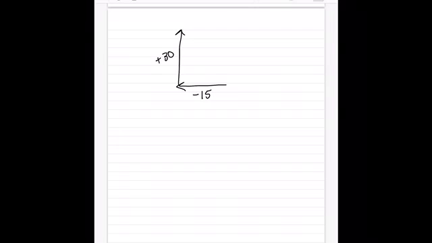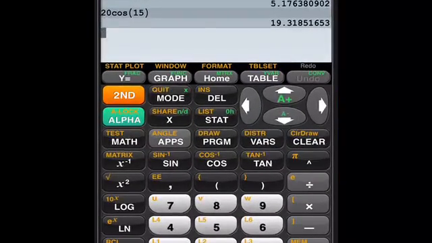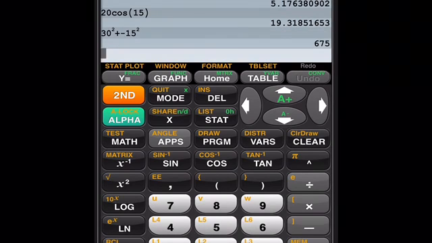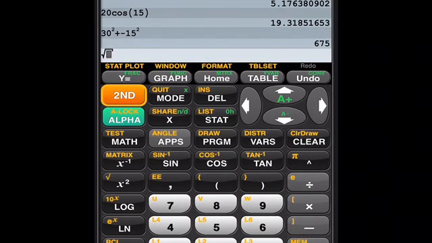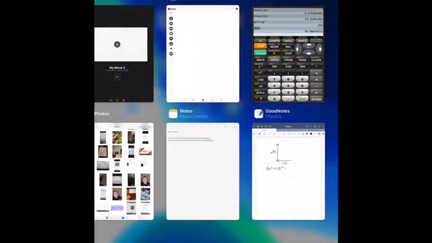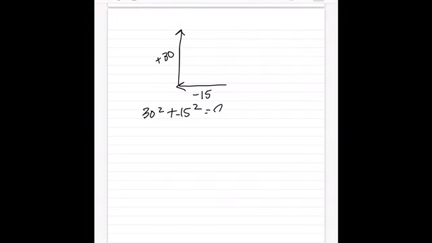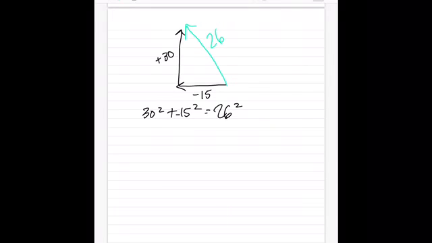Now, let's do Pythagorean theorem real quick. So 30 squared plus 15 squared is, excuse me, that would be negative 15 squared. So 30 squared plus negative 15 squared is 675. Take the square root of that. 26-ish. 26. Okay, so my resultant vector would be this way, and it would be 26. And technically this arrow would count as your direction. But anyway, that's going to be a positive 26.